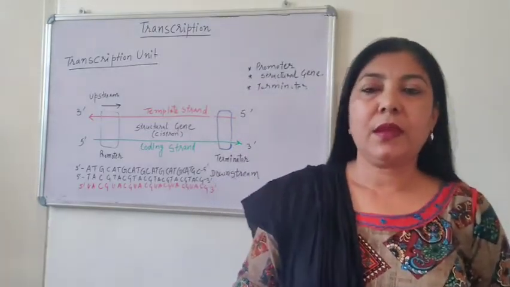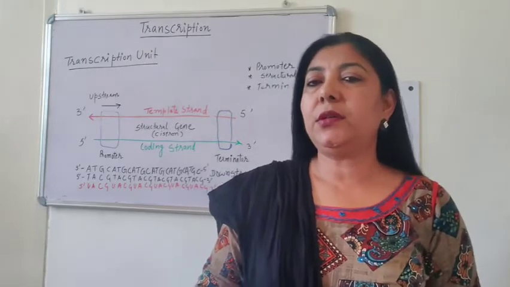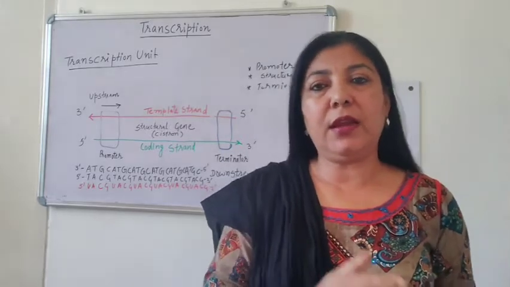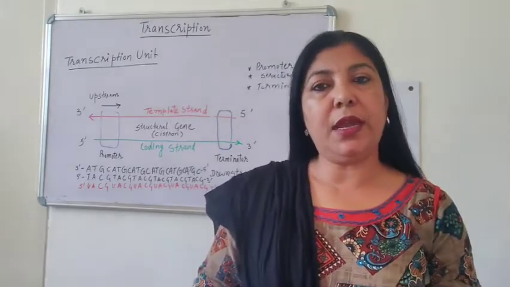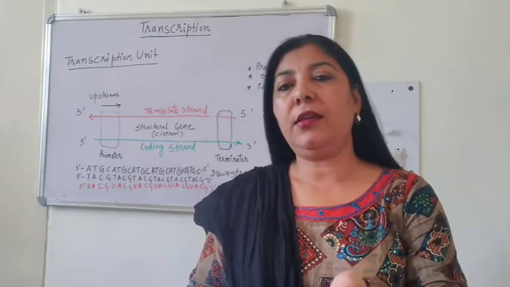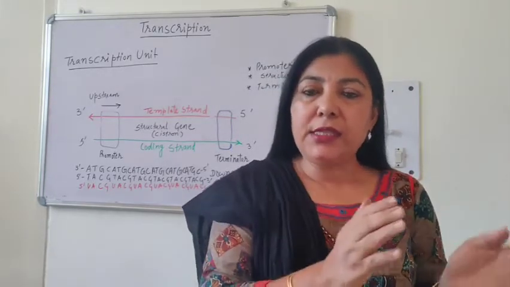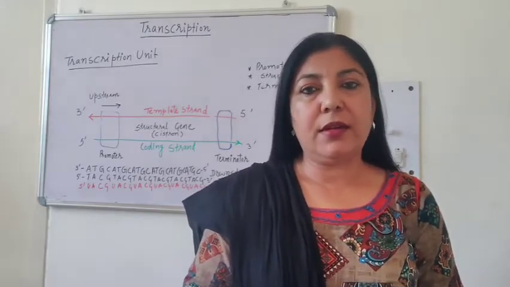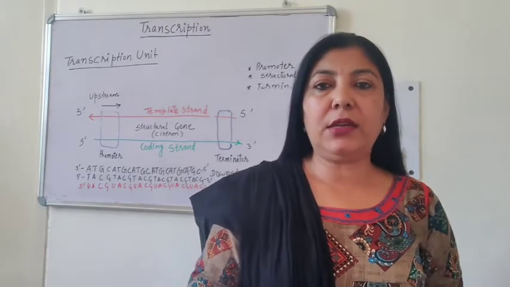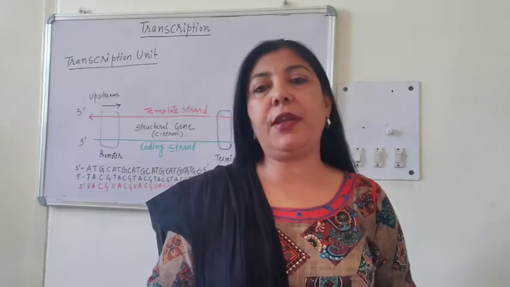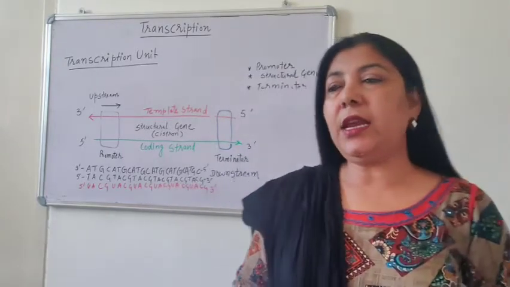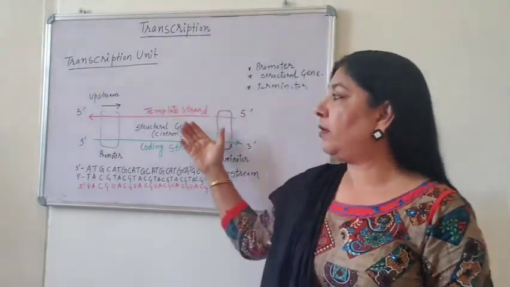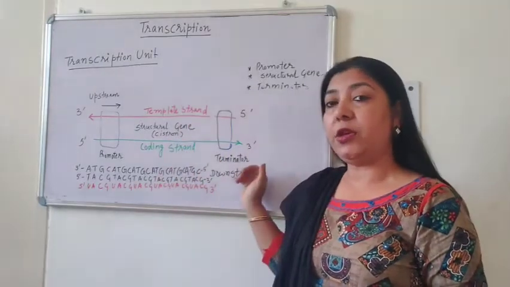Hello dear students. In the last lecture we studied the central dogma for the flow of information. We studied that the information flow is from DNA to RNA and RNA to proteins. And this information flow, that is DNA to RNA, is called transcription. In the last lecture we studied the definition of transcription, and then the structure of a transcription unit. So you must have understood the structure of this transcription unit.